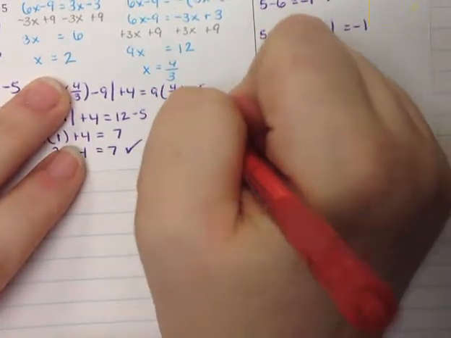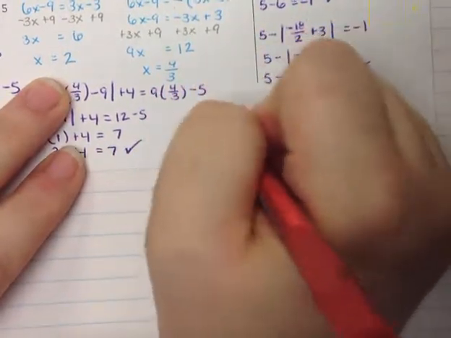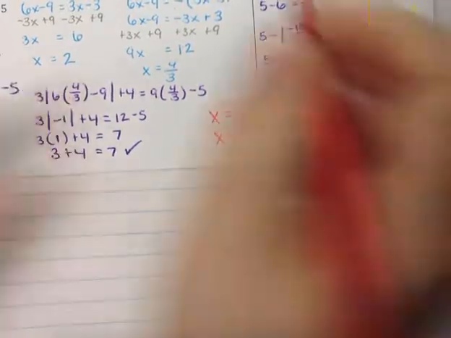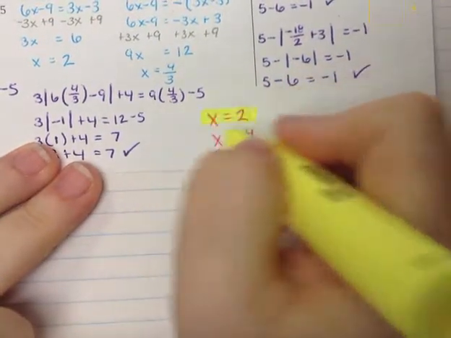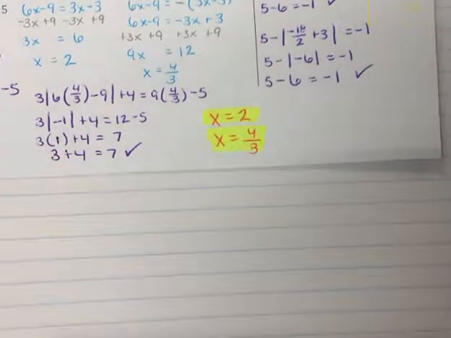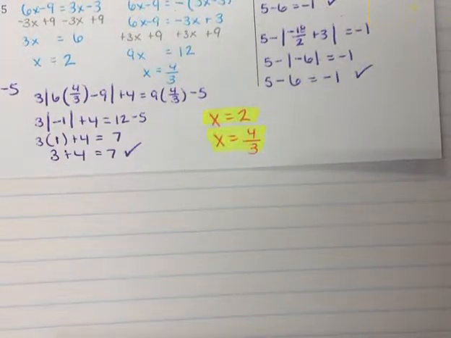So x is equal to 2 and x is equal to 4/3. We do not have extraneous solutions on here because they both checked out. These are absolute value equations. You must check your answers because you could end up with extraneous solutions, which are false solutions. You did nothing wrong. It's just that the equation will not allow it to be correct.